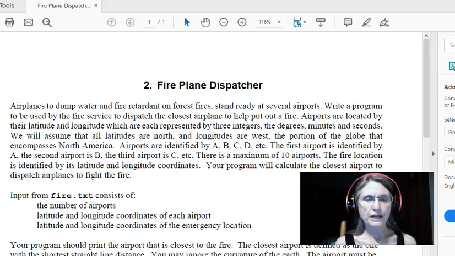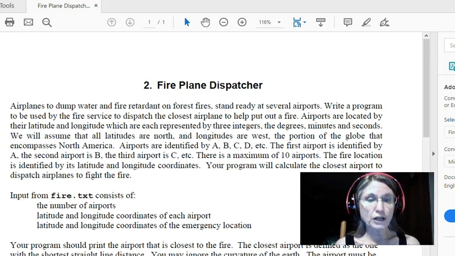Hey, I'm here today to talk about some introductory, overview information regarding the fire plane dispatcher problem. This is your semester project in the Linux System Administration course. And in order for you to solve this problem with bash scripting, you first really have to understand what the problem is. So that's where I'm trying to set the stage today.